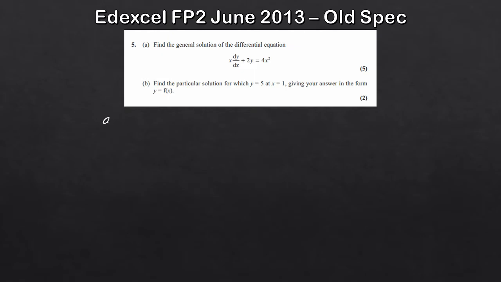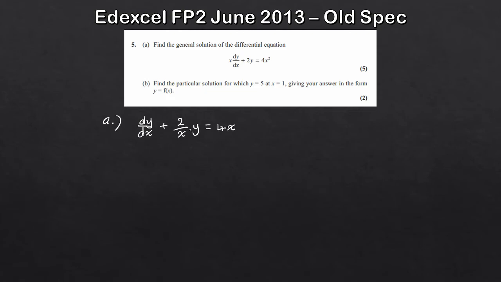Question 5a. We've got x dy by dx plus 2y is equal to 4x squared. Now, before we can get the integrating factor for this, remember we always need the coefficient of dy by dx to be 1. In this case at the minute it's x, so to get it as 1 I need to divide through by x. Dividing through by x gives me dy by dx plus 2 over x times y, and that's equal to 4x squared divided by x, which is just 4x.